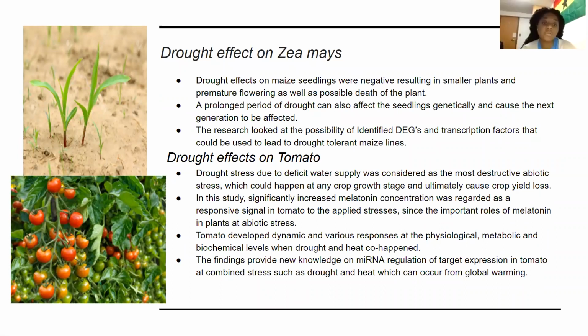When looking at drought effect on tomatoes, drought stress due to insufficient water supply was considered the most destructive abiotic stress, which could happen at any crop growth stage and ultimately cause yield loss. In this study, significantly increased melatonin concentration was regarded as a response signal in tomato to drought stress.